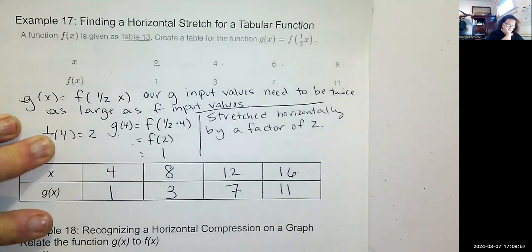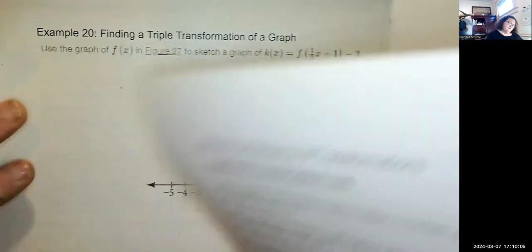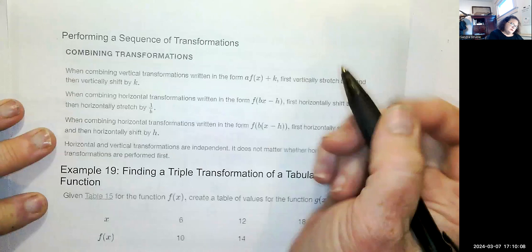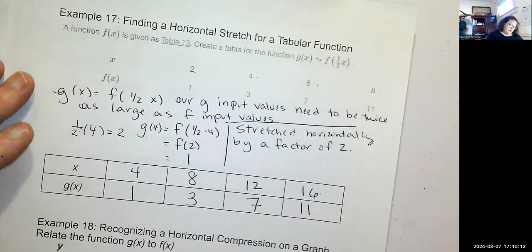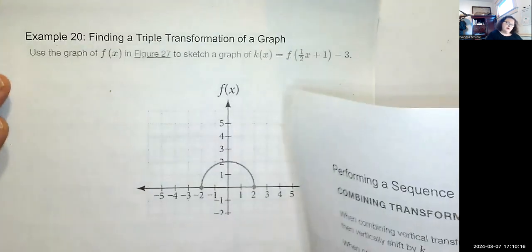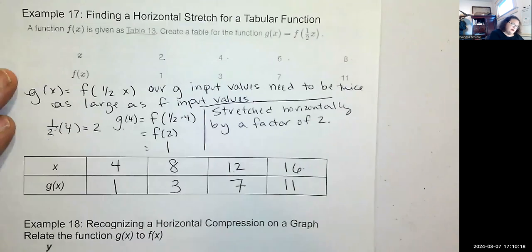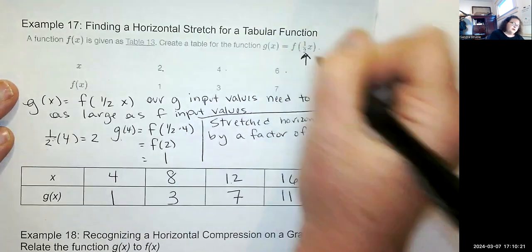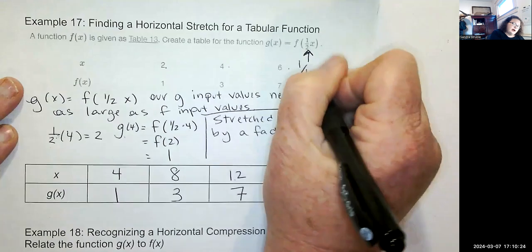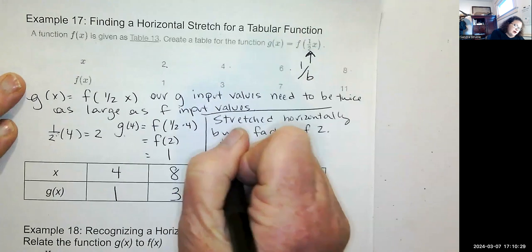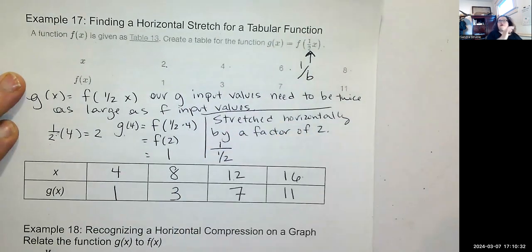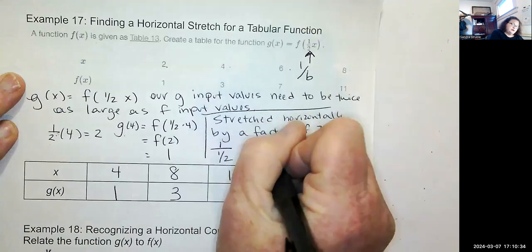Well, we already knew that, because the horizontal factor is based on B. Oh, we haven't got to that yet? We talked about it earlier. So the B, this is B right here. So the factor is just 1 divided by B, and 1 divided by B is 1 divided by 1/2. Keep, switch, flip, and that's equal to 2.